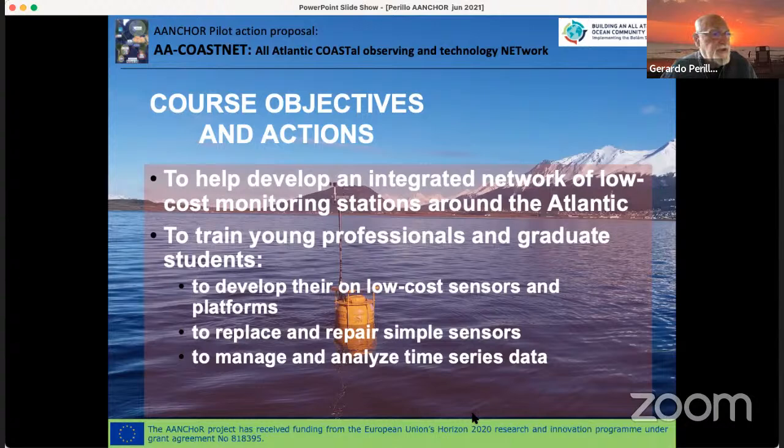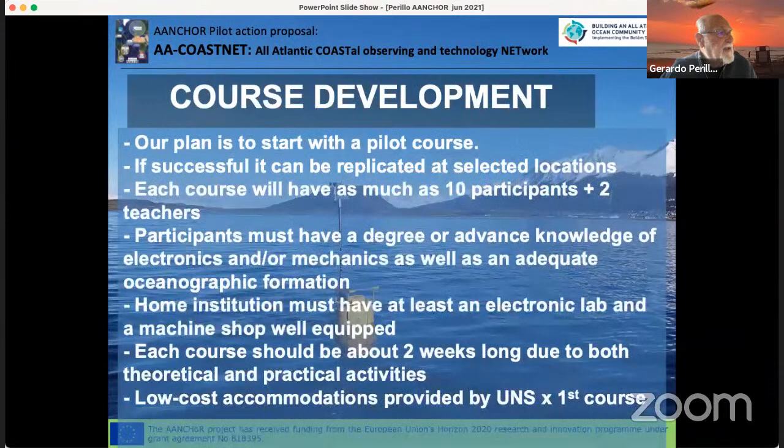So those are the things that you really need to be sure that the people that will be using these sensors will be able to provide. And well, for the course development, our plan is to start with a pilot course, and then if this can be successful, it can be replicated in other locations.